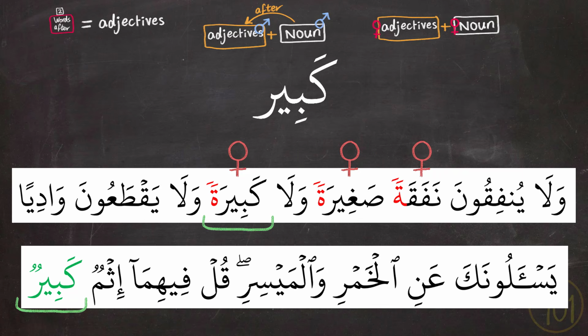But if you look at the second example, with the word ithm, the word ithm is clearly a masculine noun because it does not belong to any of the three categories we talked about. And therefore, the word kabir has to agree with the gender of the word ithm, and therefore, it has no ta marbuta at the end of it.